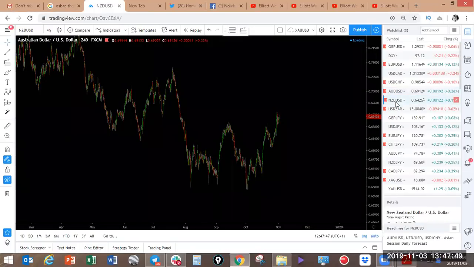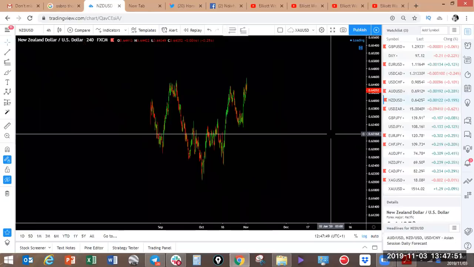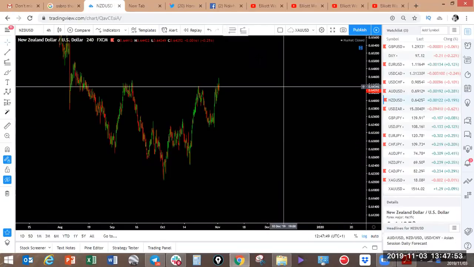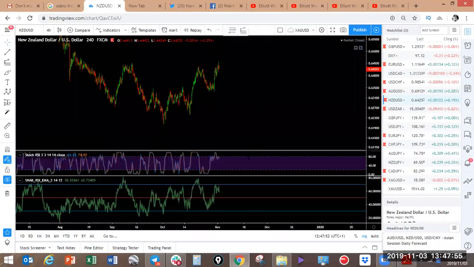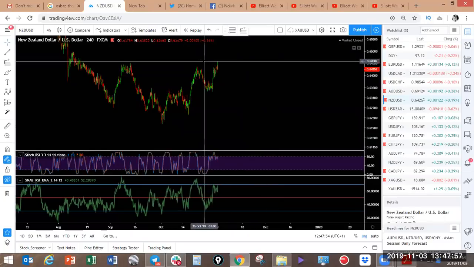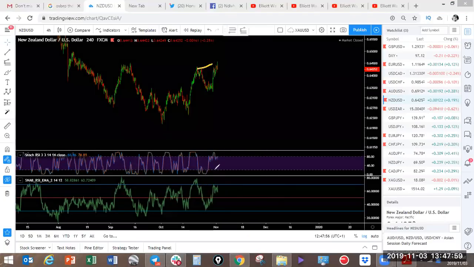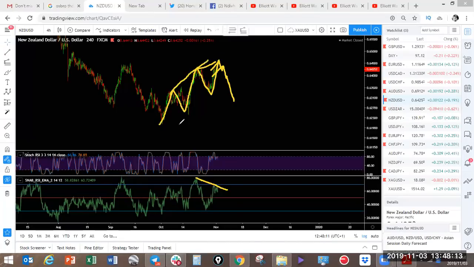New Zealand US dollar. Similarly, we have broken up here. It should come with divergence on the RSI. You can see there is divergence there. The price has made a new high, and the RSI has made a new lower high. So that means this is not going to go forever. This one should come back down, should pull back. So this could be a 1, 2, 3, 4, 5 move.